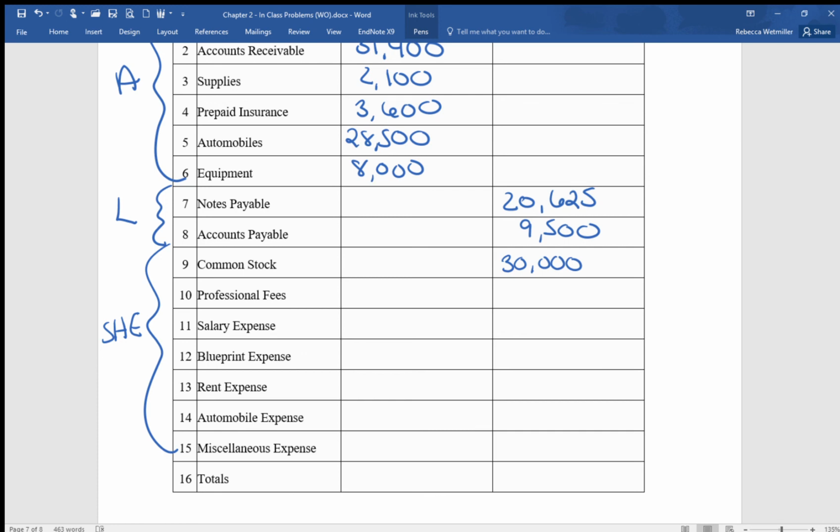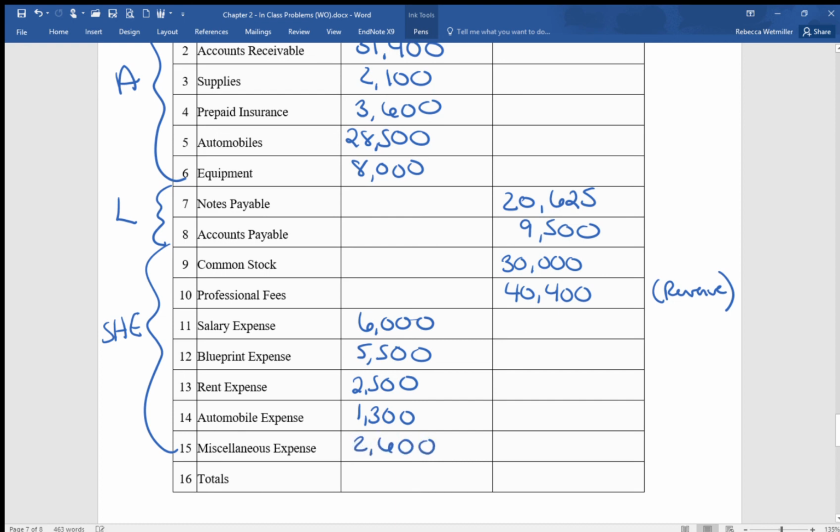Professional fees, in this case, is like my revenue. Revenue increases stockholders' equity, so it should have a credit balance, which it does. Okay, salary expense decreases stockholders' equity, so we should have a debit balance, which we do, of $6,000. Blueprint expense has a debit of $5,500. Rent expense has a debit of $2,500. Automobile expense of $1,300. And miscellaneous expense of $2,600. So we all have our normal balances, which is good.